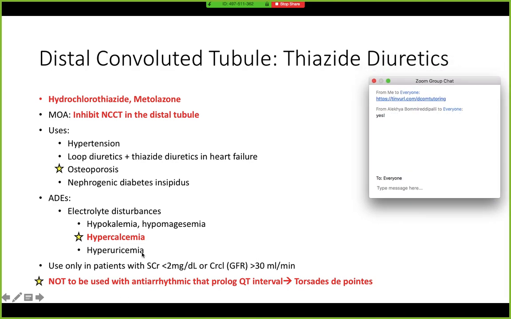Okay, so the most important thing to take away from this slide would be the fact that thiazide diuretics can be used to treat osteoporosis. And this is because one of the adverse effects is hypercalcemia. However, of course, in somebody with osteoporosis, you would actually see that as a benefit.